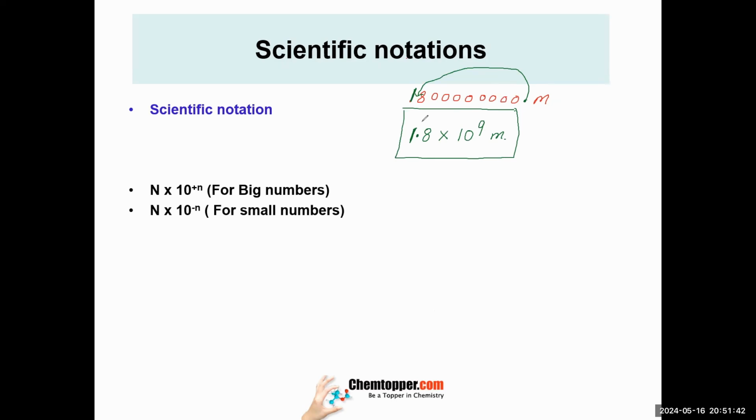When big numbers are written in scientific notation, this number is very small as compared to the above number. So the exponent, the power of the 10, should be a positive number. So for a big number, it is 10 raised to a positive power.